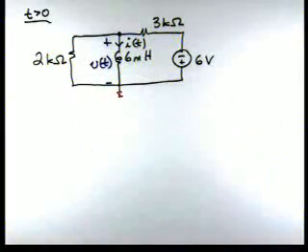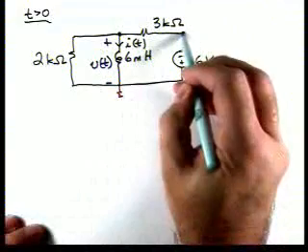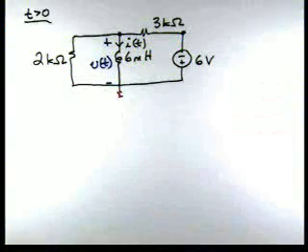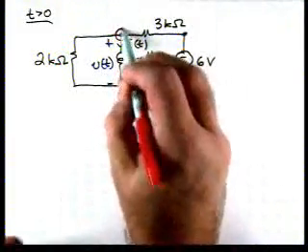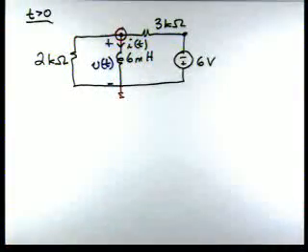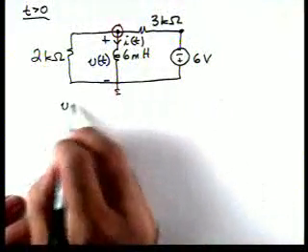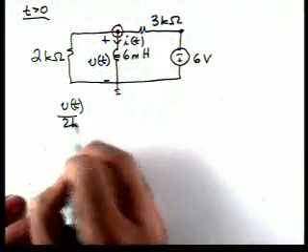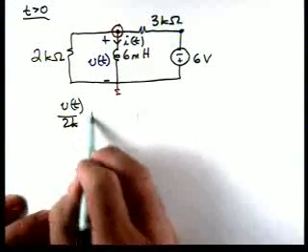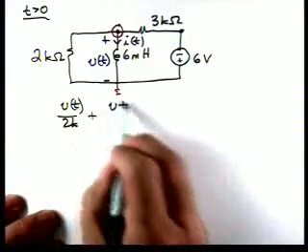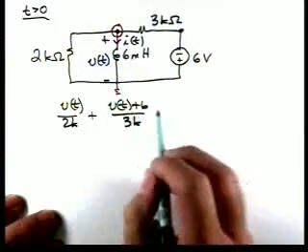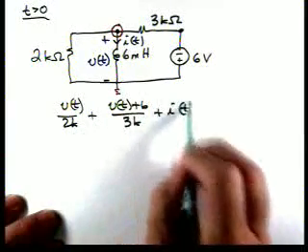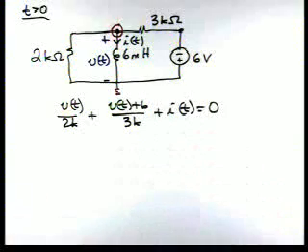We've got really 3 nodes. We've got 2 node voltages. Here's one, but it's known. So now let's apply KCL to this top node. So we'll have v(t) over 2K plus (v(t) plus 6) over 3K plus i(t) equal to 0.